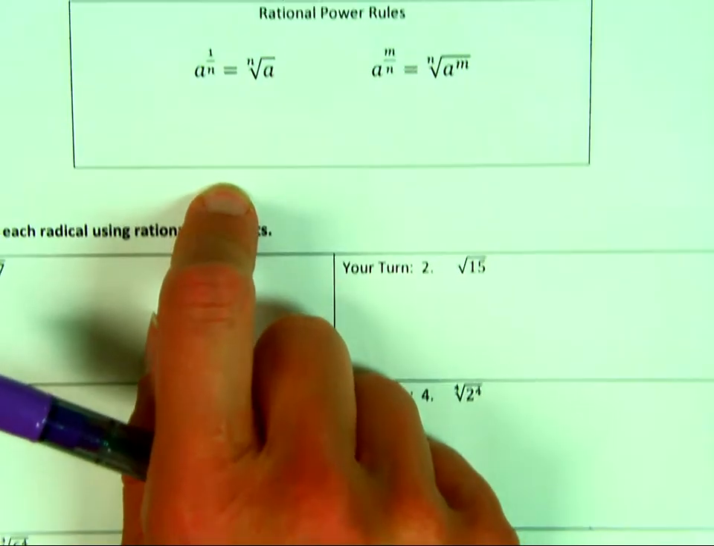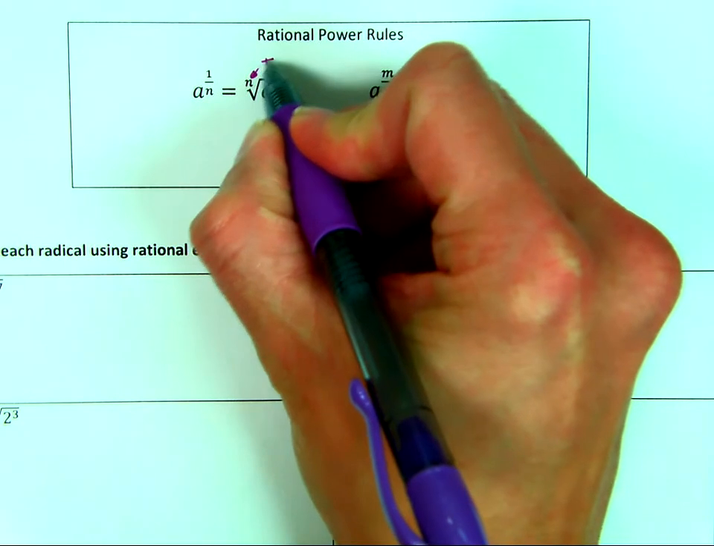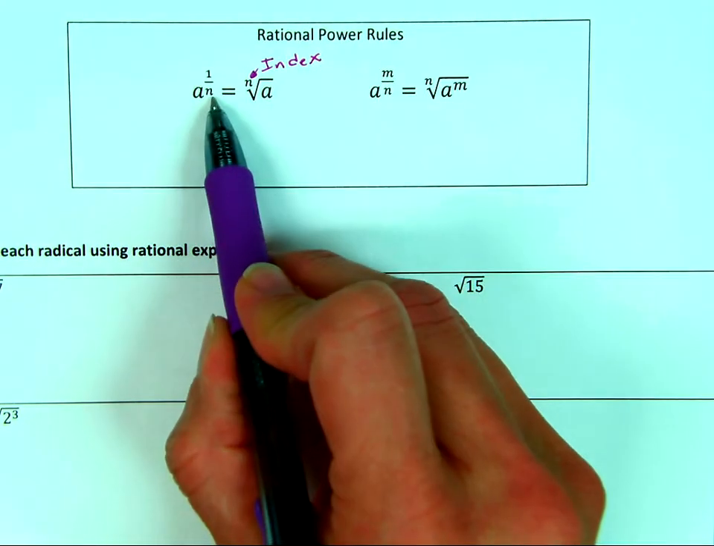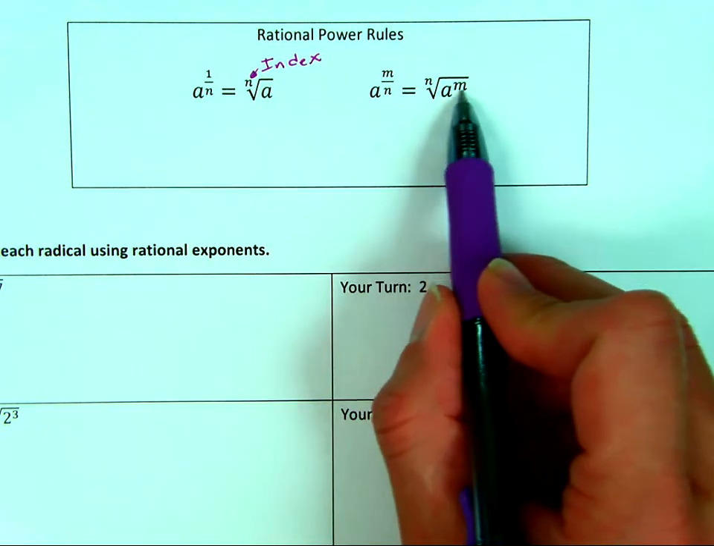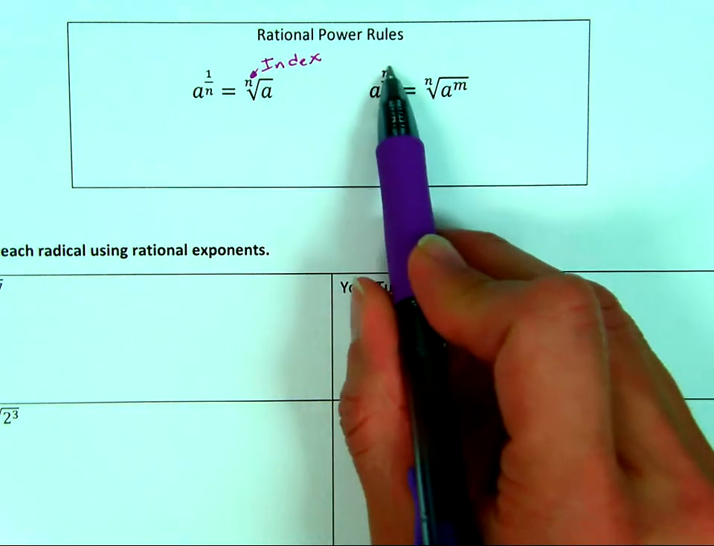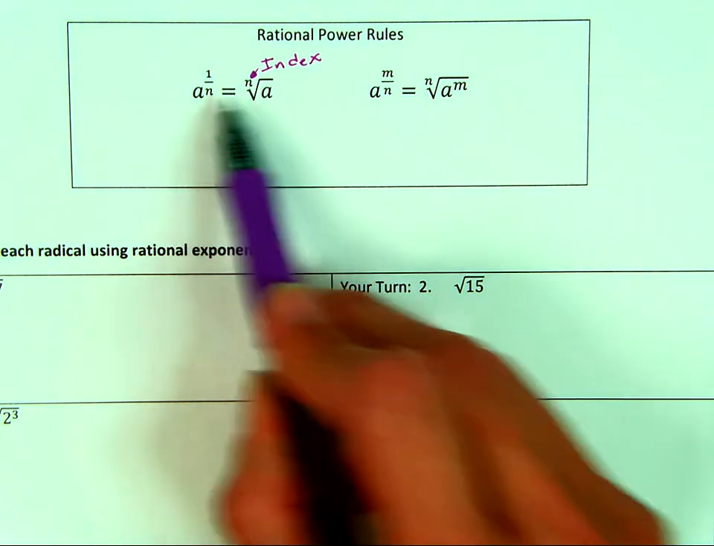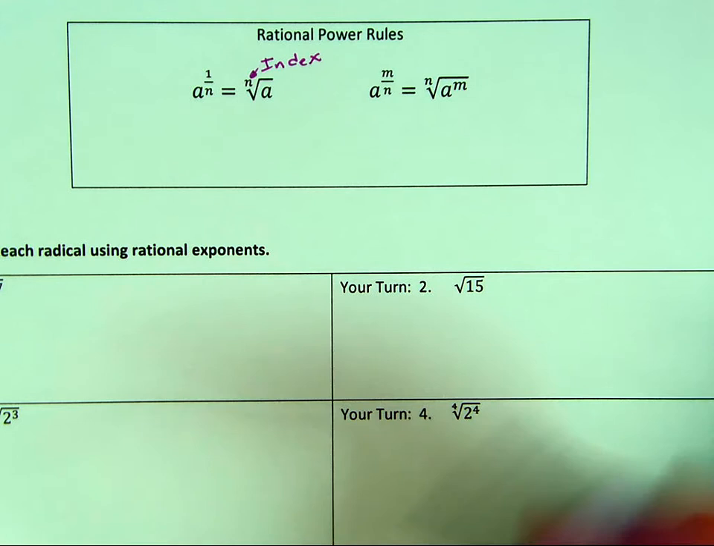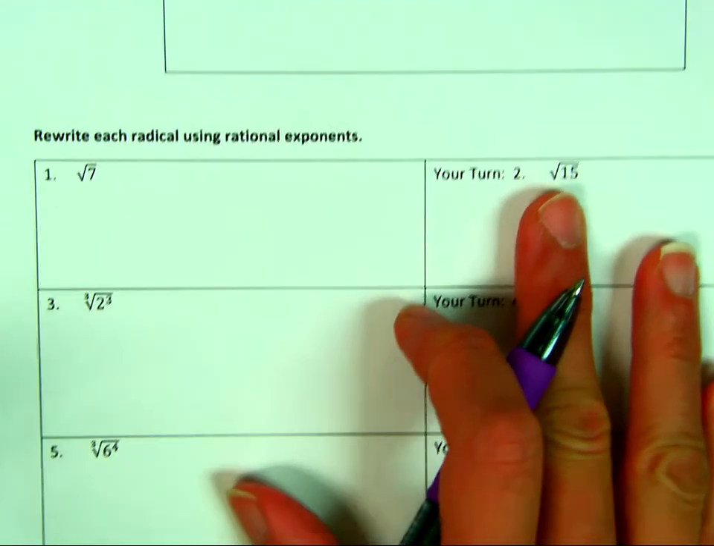Our rule says that this little guy out here, remember, that's called the index. That number is always going to be the bottom of our fraction exponent, and the power in here, like if we said a to the fifth, that is always going to be the numerator. So the index is the denominator, and the power is our numerator. That's basically the only rule you have to remember. You just got to remember what goes on top, what goes on the bottom.